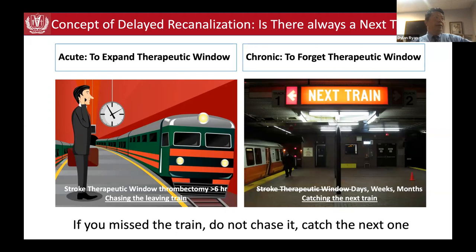So I call the first one catching the leaving train. The patient is passing the therapeutic window, and you try to expand it a little bit to catch maybe another 1% of patients. On the right-hand side, for chronic stroke, I call it catching the next train. If a patient misses the therapeutic window, that's fine. Many of my friends, when they heard about this, said, okay, go home. After 1 month, come back. I'm going to reopen the vessel for you. Because it's very easy to reopen in 1 month, and most patients actually benefit and improve.